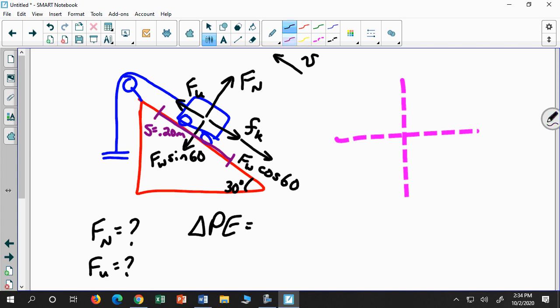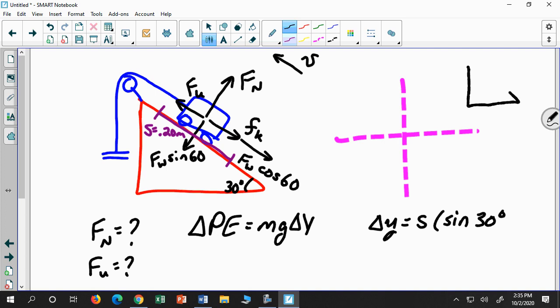Well, the change in potential energy is equal to mg delta y. And so you need to find out what is delta y. Delta y is equal to s times the sine of 30. Let me show you what I did there. I'm going to have this little triangle right here. This is delta y. This is s, which is 0.2 meters. And this is 30 degrees. And so I'm really just doing a little trig to find out what is delta y. And so you would do that to figure out what is the change in potential energy.